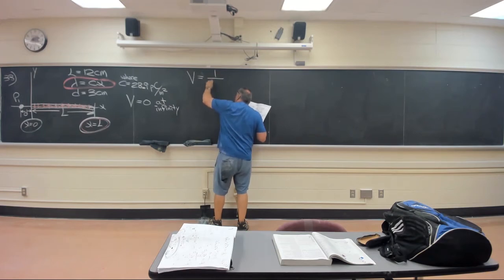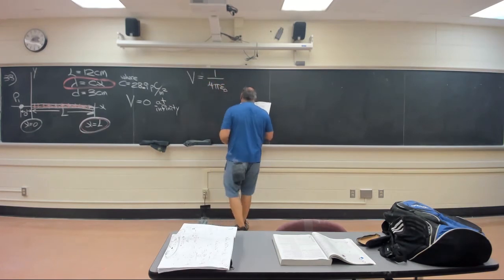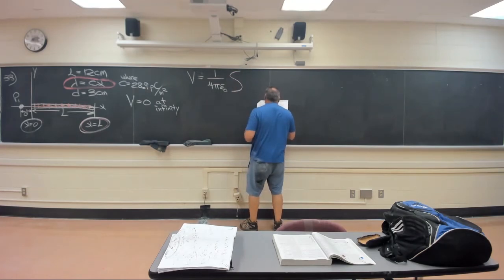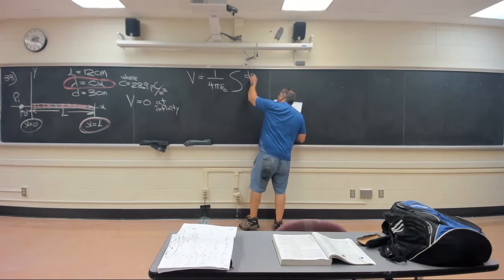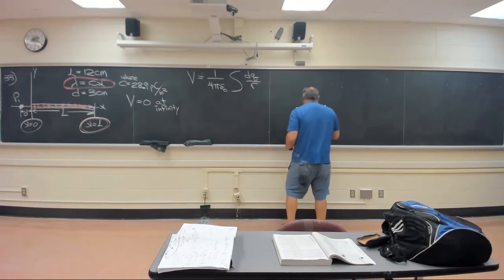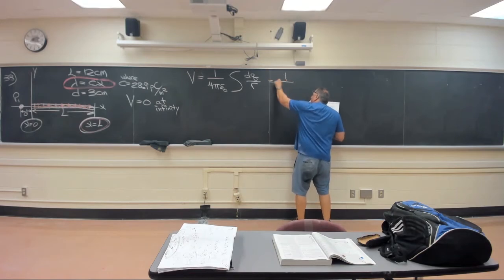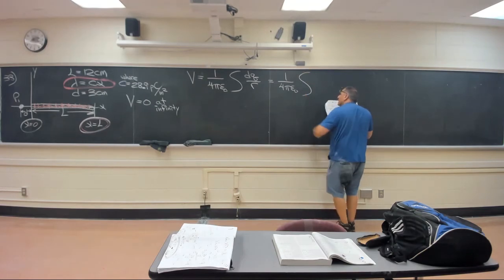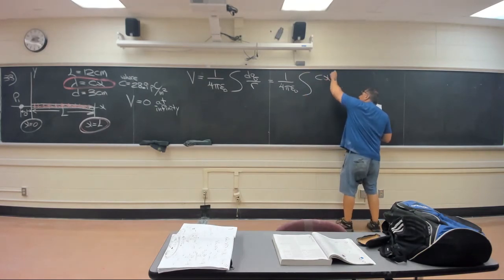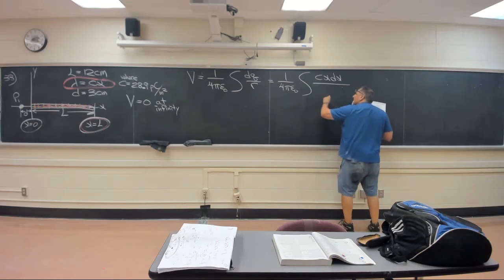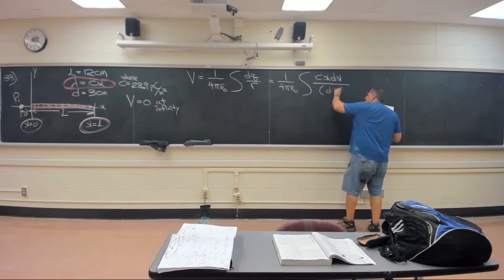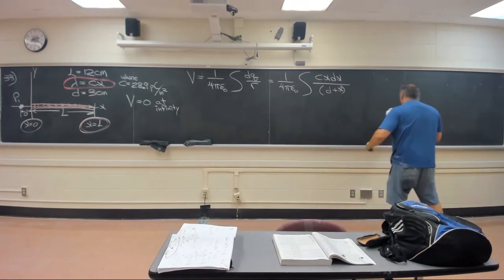V equals 1 over 4 pi epsilon naught, Q over R, like that, 1 over 4 pi epsilon naught. The dq is Cx dx over D plus X. Okay, so far we've done all of that.